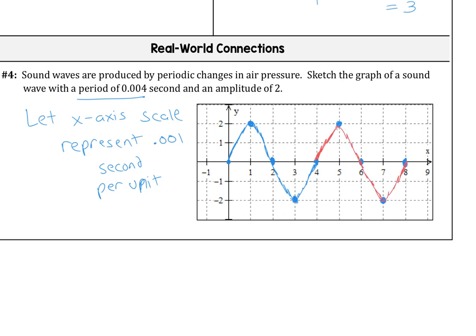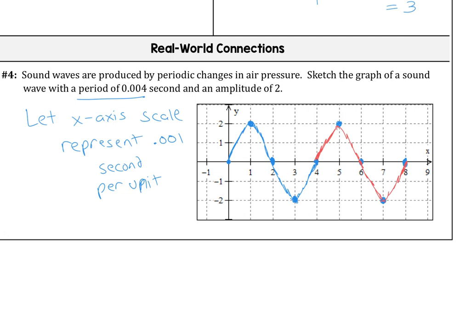And there's two cycles through our period. So again, a period of 0.004. Our scale was changed a little bit, and we have an amplitude of 2. And so there we go. That's graphing a periodic function. Let's do another one.